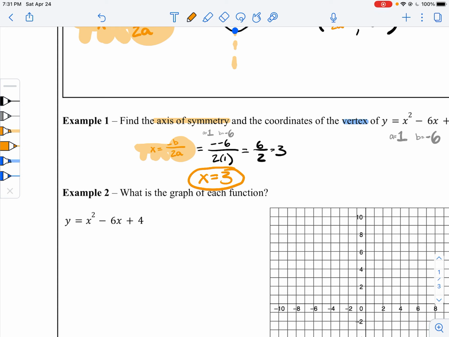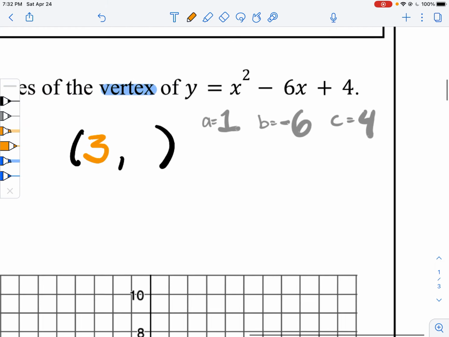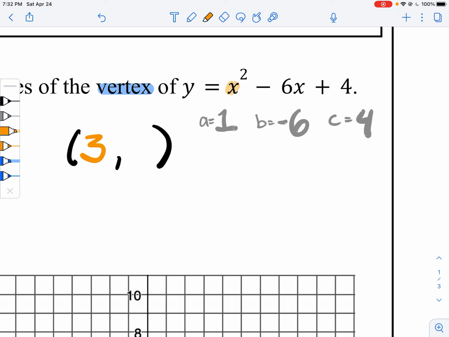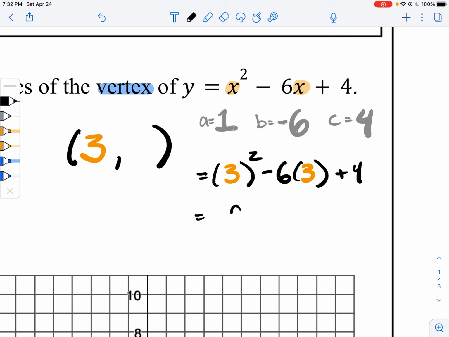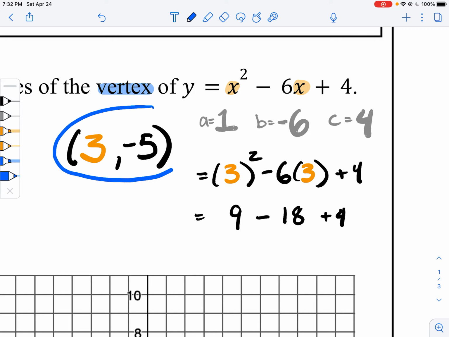Then the vertex is going to be some sort of x, y point, but we already know x is 3. And since we know x is 3, we just need to plug 3 in for x and see what we get. So that'll give us 3 squared minus 6 times 3 plus 4, which is 9 minus 18 plus 4, which is negative 5. So there's our vertex.